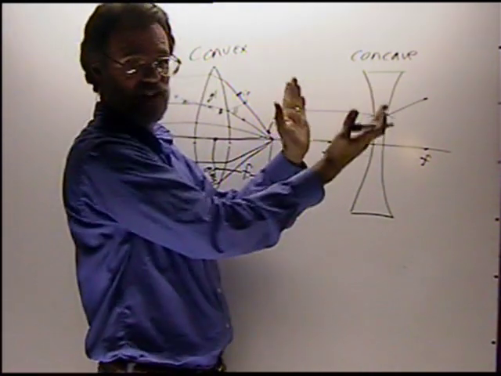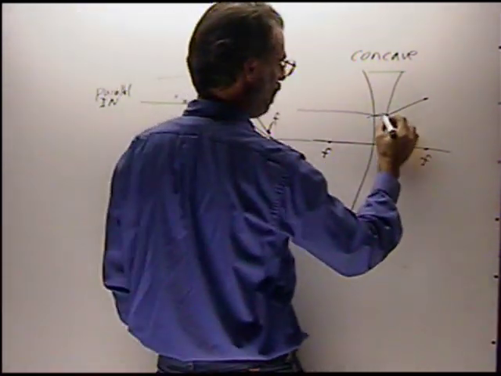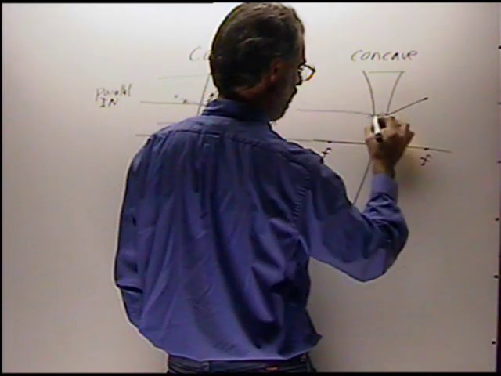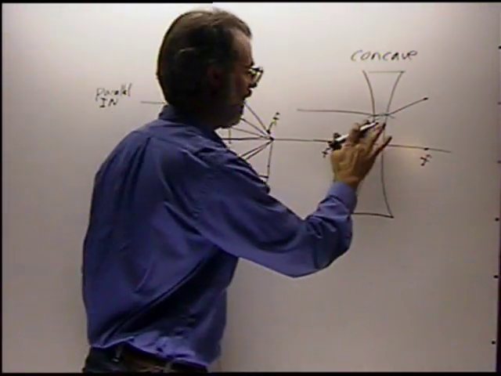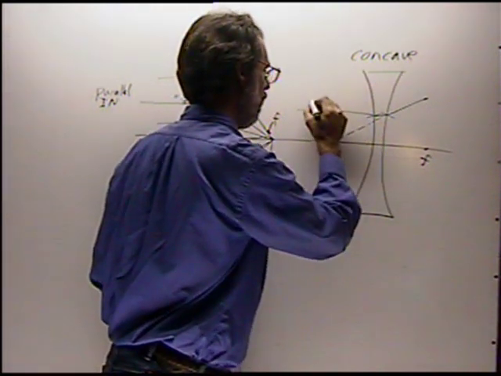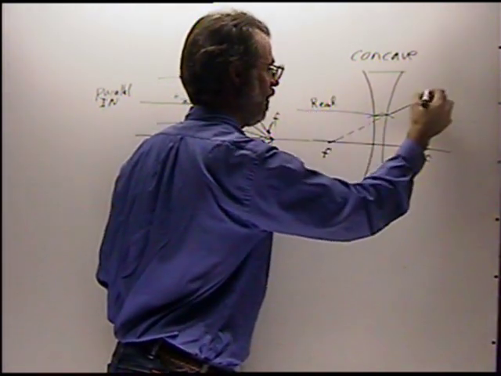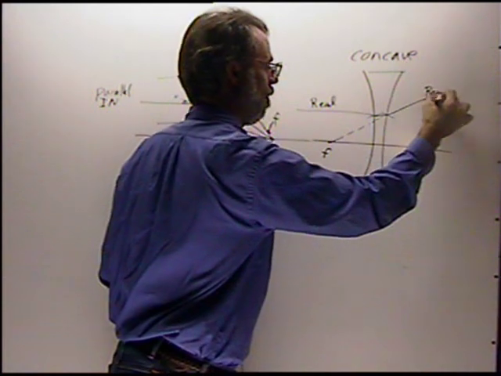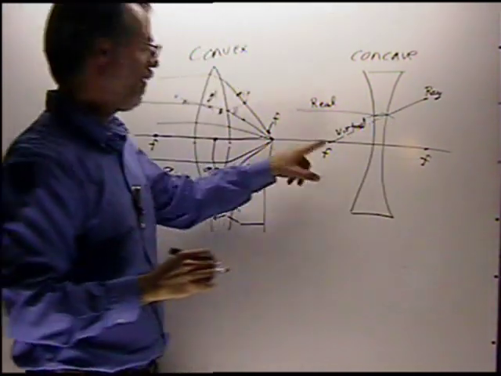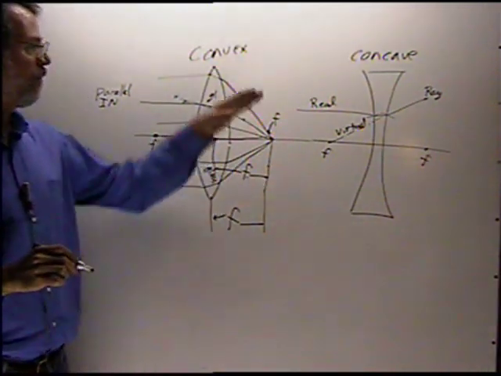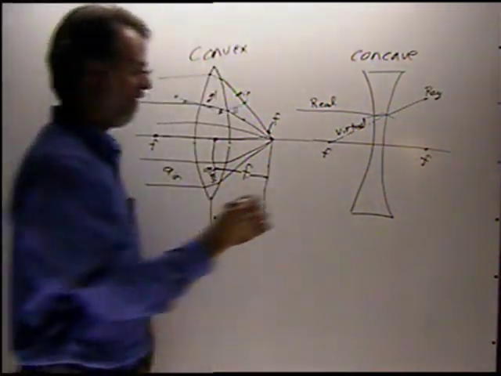Curved differently, it curves outward, and the ray acts as if it's coming right through the focal point. So this actually is a virtual ray. This is a real ray. That's the real ray. But the virtual ray acts as if it comes right through that focal point. So that's the difference between a convex and a concave.